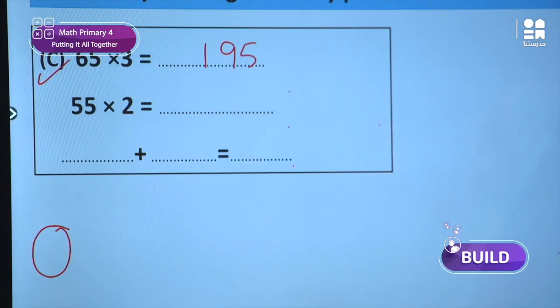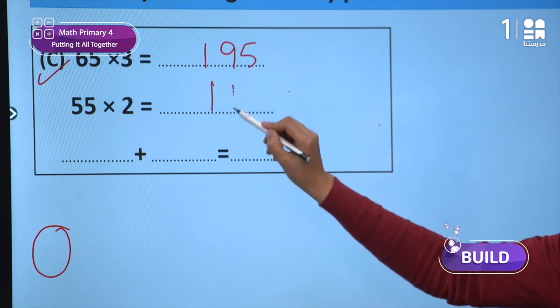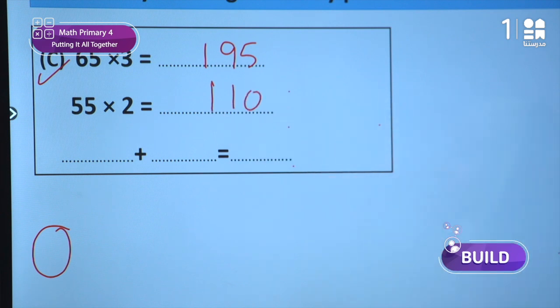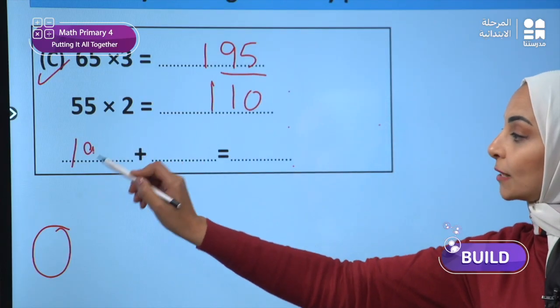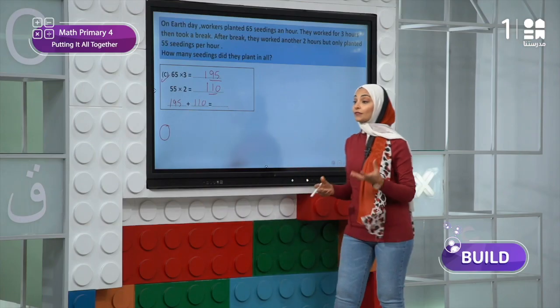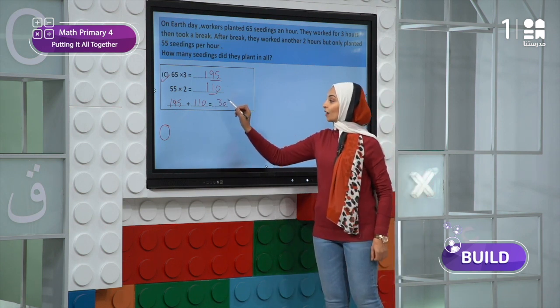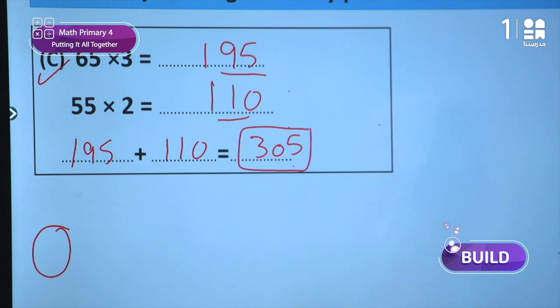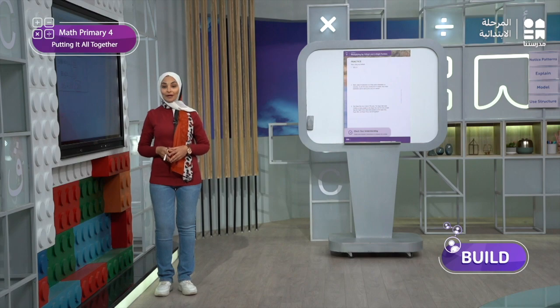Second step, I will multiply 55 times 2. 55 times 2 equals what? 110. What about the third step? Yes, I will add the 2 answers or products. So I will make first number 195 plus second number 110. 195 plus 110 gives me what? Of course, 305, and this is my final answer. This is the total number of seedlings that were planted.